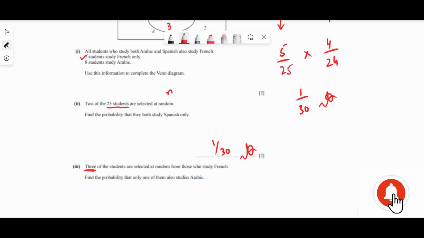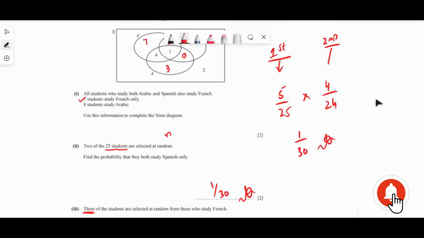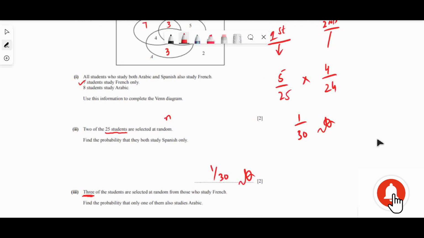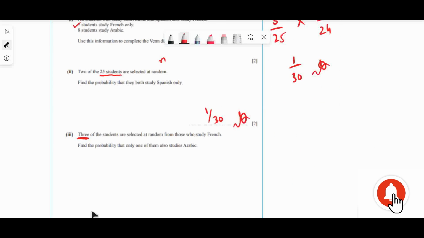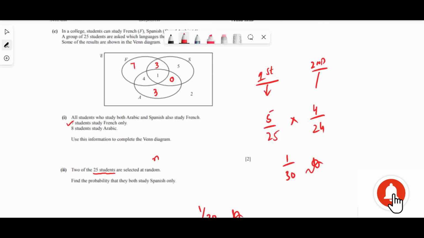First of all, we will see how many students studied French, that is 7. So for French, we can see this diagram. The total we have is 7 plus 3 plus 1 plus the rest. So the total number of students who have studied French will be 15. Okay, let's move to the question.